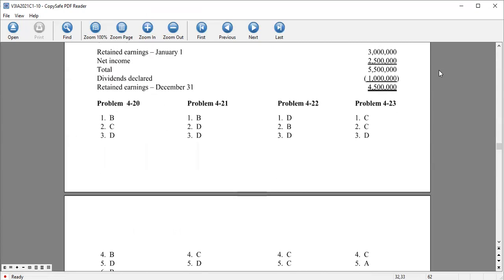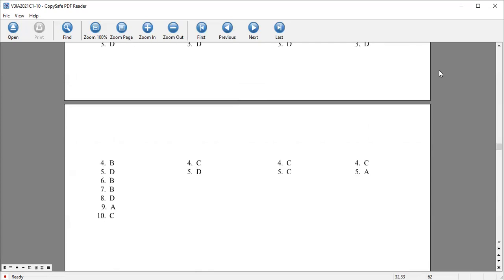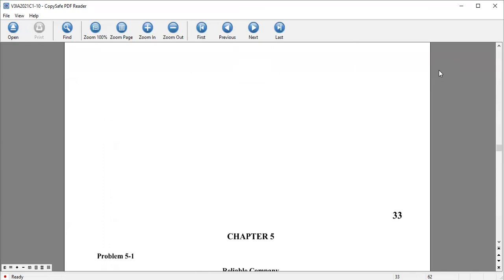Okay? So we share screen the solutions to 4-20. We have 1 to 10. 4-21, we have 1 to 5. 4-22, 1 to 5, and 4-23. Again, we have 1 to 5. Okay? So that ends chapter 4. Now we are ready to move on to chapter 5.